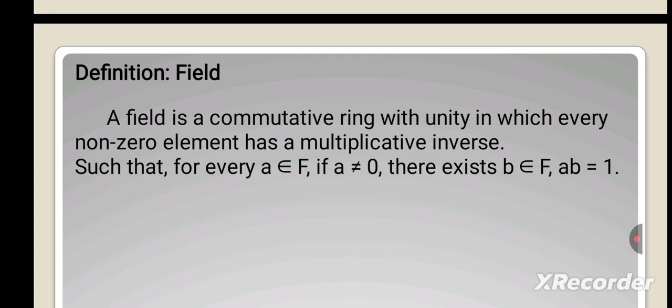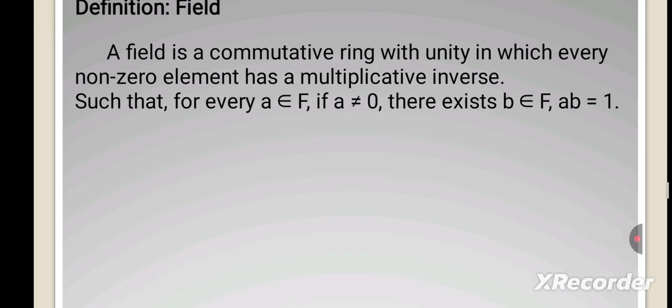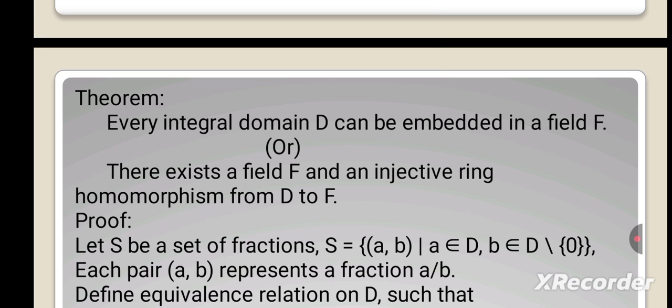Next we see the definition of field. A field is a commutative ring with unity in which every non-zero element has a multiplicative inverse, such that for every a belongs to F, if a is not equal to 0, then there exists b belongs to F with ab equal to 1. And we move on to the next theorem, a famous theorem called the embedding theorem. The statement is every integral domain D can be embedded in a field F, that is, there is a field F and an injective ring homomorphism from D to F.